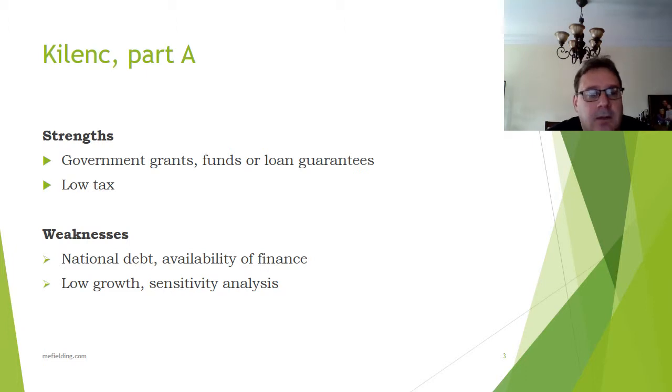So in terms of your strengths, therefore, it tells us that we've got government grants and we've got low tax. Right, government grants and low tax, absolutely fantastic. You need to expand them a bit. So if we have government grants, what do government grants mean? Well, government grants, therefore, they reduce our cost of investment.